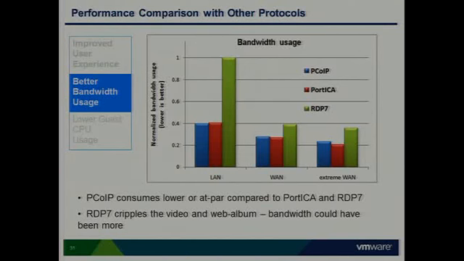As we go to WAN and extreme WAN, we see that the bandwidth usage has gone down slightly, and PCoIP is still providing better or at par bandwidth usage compared to the other protocols. Another thing I would like to point out here is that even though the bandwidth usage in RDP7 has gone down, the reason behind it is that in RDP7, for example, the video and the web Babylon, which are highly graphics intensive applications, RDP7 cripples and is less usable. So that's one of the reasons we have seen the bandwidth usage going down. It could have been even higher.